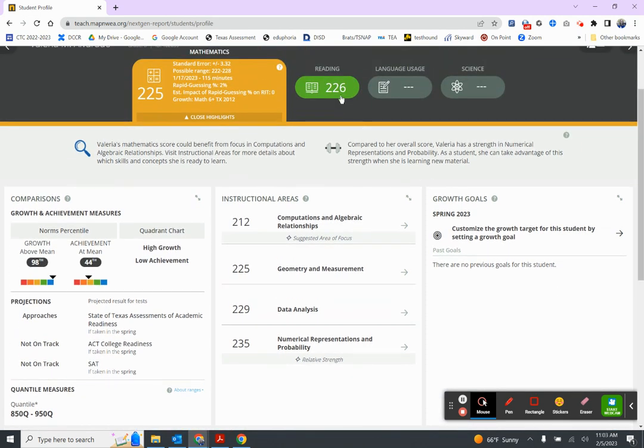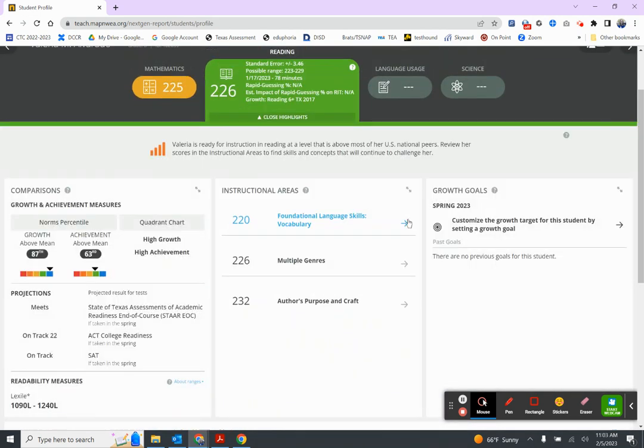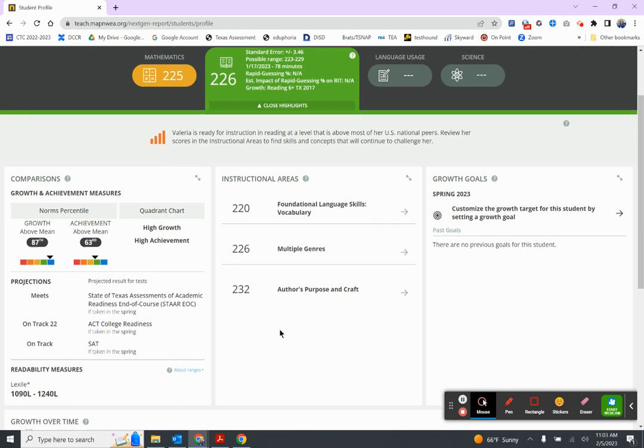I can close this out and I can go back to that overall look at the student. So now let's look at their reading. When we look at their reading, it says the student is ready for instruction in reading at a level that is above most of our U.S. national peers. Review scores in the instructional areas to find skills and concepts that will continue to challenge her. That's great that we are on the way in which we need to challenge her.